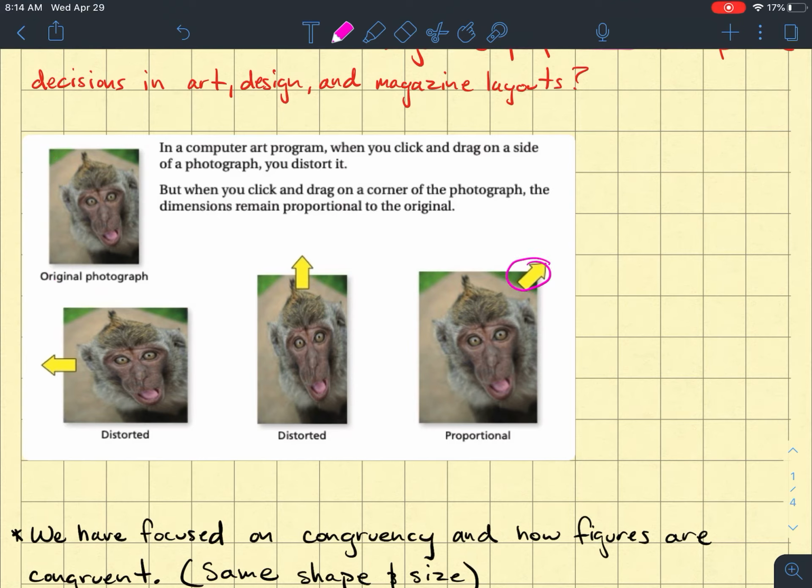But if you grab a corner and you slide it out, you drag it out diagonally, then the picture proportionally gets bigger, right? And you could do the same thing in reverse and proportionally shrink the image where it does not distort it, but it keeps it the same, but a different size. Okay, that's similar. Okay, that's the key word. The word of the day is similar. Okay, so remember, similar is close. Similar is close, but not exactly the same.